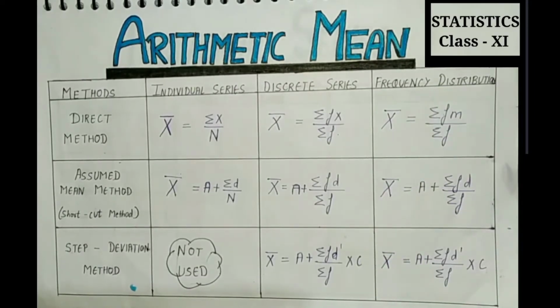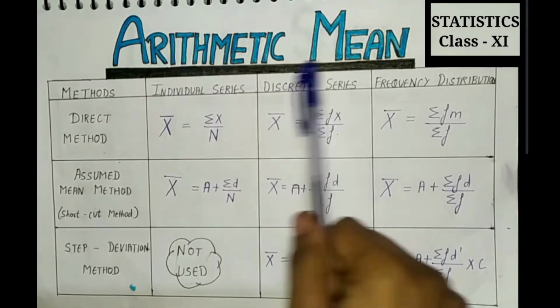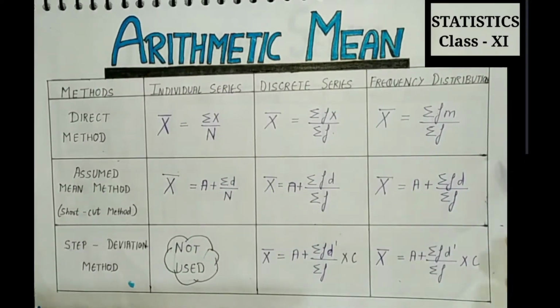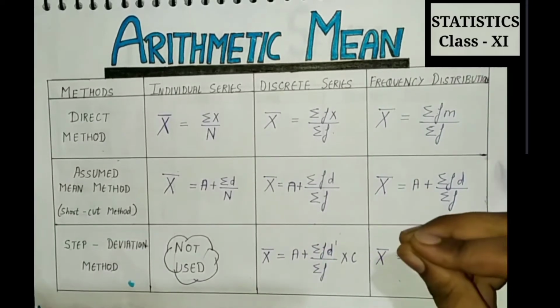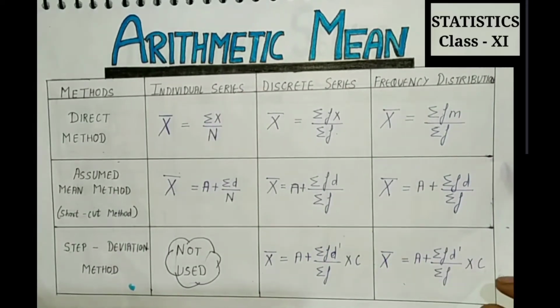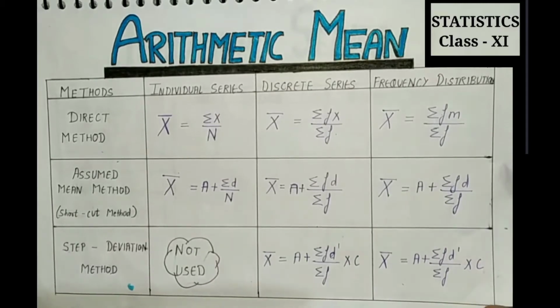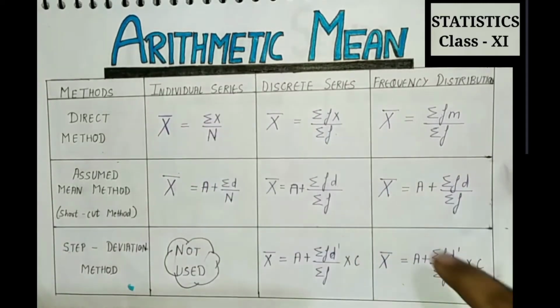Before starting this chapter, we have to know what an arithmetic mean is. Arithmetic mean is an average of all the items given in our series. ये एक तरह का एवरेज होता है किसी भी सीरीज का जो हम निकालते हैं विद द यूज ऑफ फॉर्मूला. Now moving to our first series, individual series.